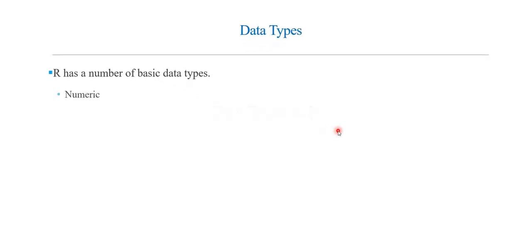Hello guys, in this video we are going to see about data types in R. So the first data type of R is nothing but numeric. Okay. So the next data types are integer, complex, logical, character. So these are the data types which are supported in R programming. So numeric, integer, complex, logical and character. So we will discuss each of these data types in detail.